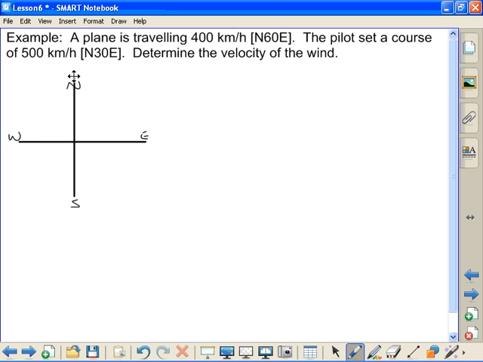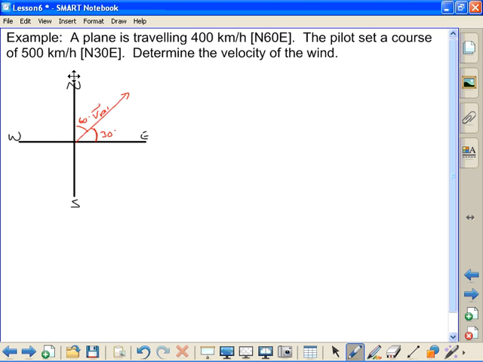So the plane is traveling 400 kilometers an hour north 60 degrees east. So it's going to look like this. So this is our VREL, north 60 degrees east. Again, remember we want the angle with the x-axis, so we're interested in the 30.